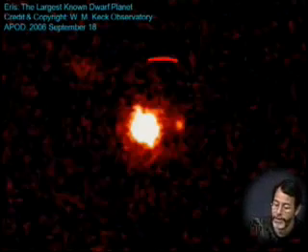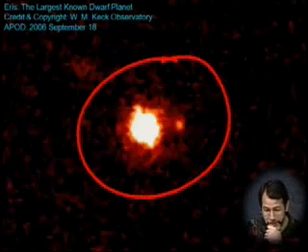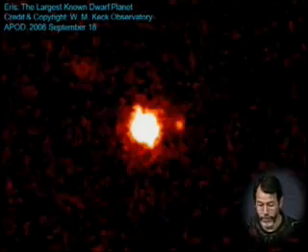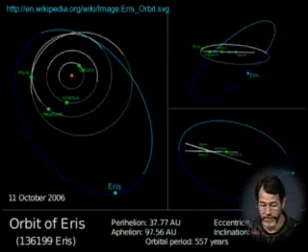Okay, so here is Eris, the largest known. This is all we know about it in terms of what it really looks like. And here's its moon, Dysnomia, I think it is. So we're just seeing them. We're not picking out features. We're just finding them on the sky at this point.